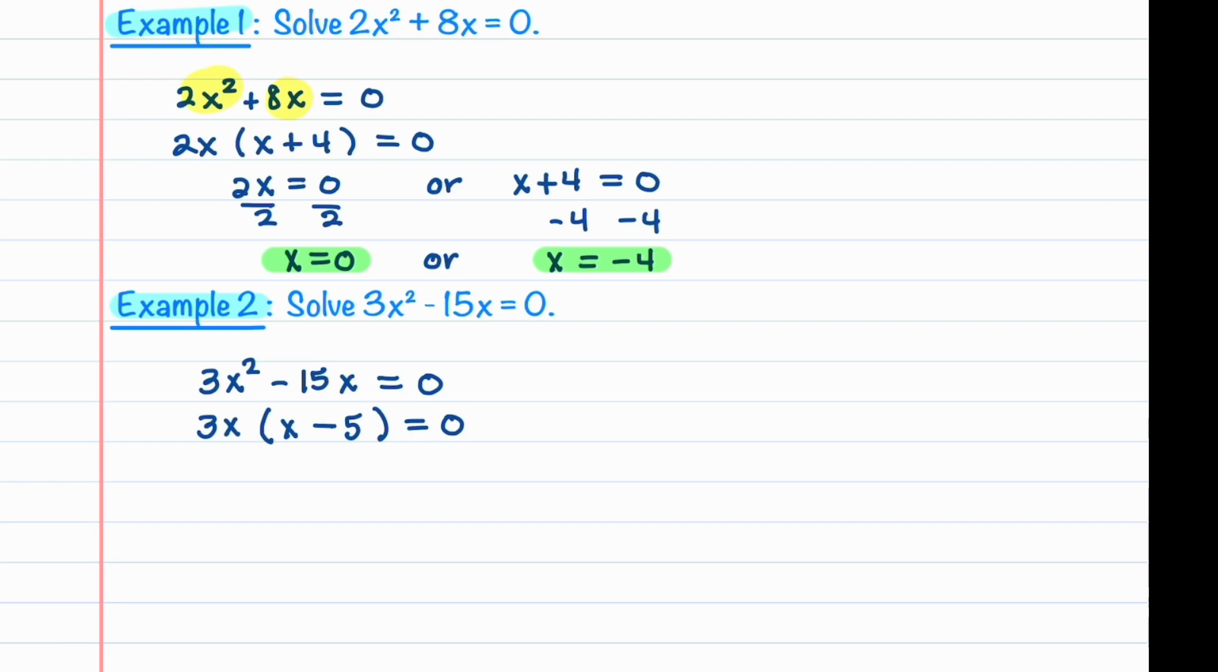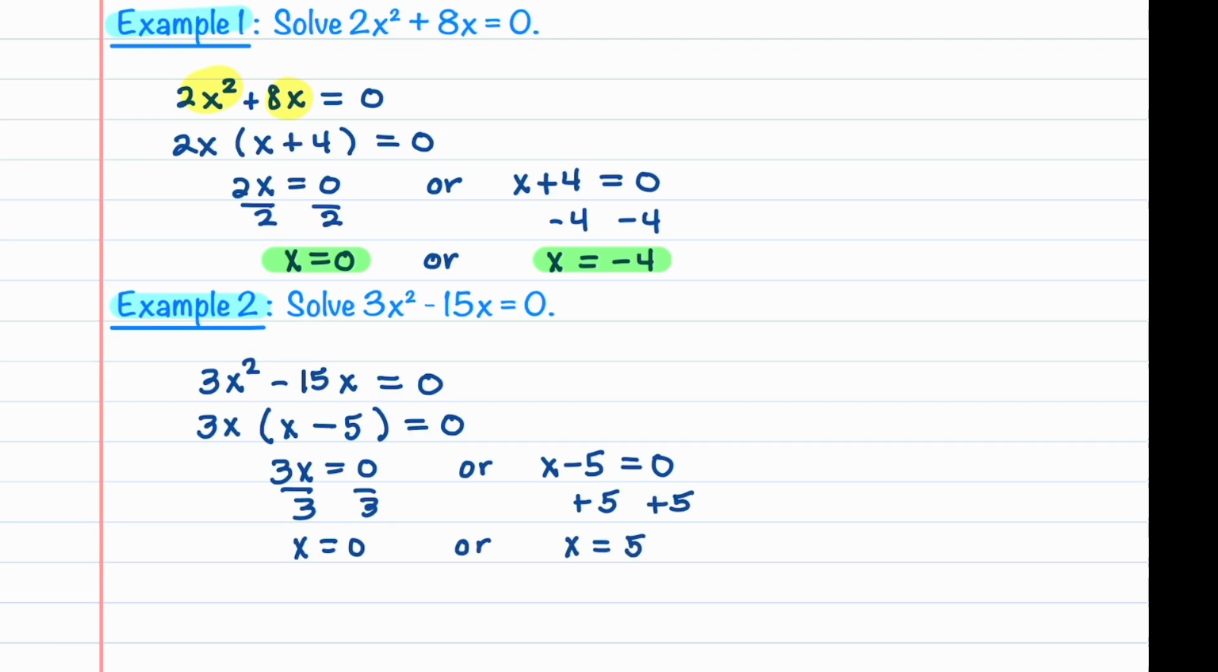Now we have 2 equations that are going to be equal to 0. We have 3x is equal to 0, or we have x minus 5 is equal to 0. On the left, we'll divide both sides by 3, and we get x is equal to 0. Or on the right, we're going to add 5 to both sides, and we get x is equal to 5. Our 2 solutions then are x is equal to 0 or x is equal to 5. Hopefully you have the hang of this now. Let's now look at a different factoring technique.